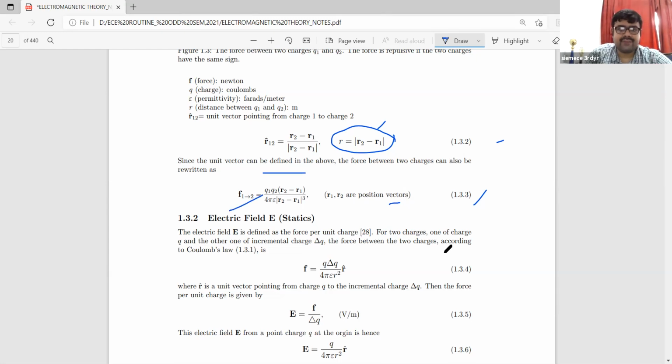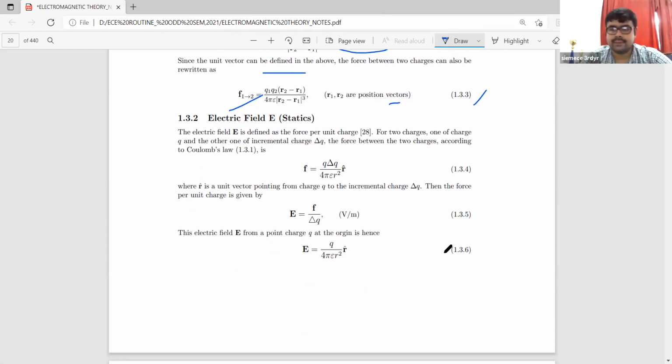Next, electric field statics. If we find the electric field statics, there are different types we have to follow. In this case also, the electric field capital E is defined as the force per unit charge. What is the definition of the electric field? Because when you are transmitting any kind of signal, there is the existence of an electric field. Without the electric field, we cannot conclude anything. So when we talk about electric field statics, that means the net value of the electric field, then we have to see this. That is equation number 1.3.4.